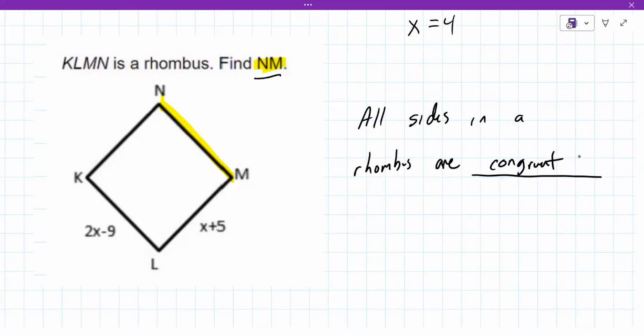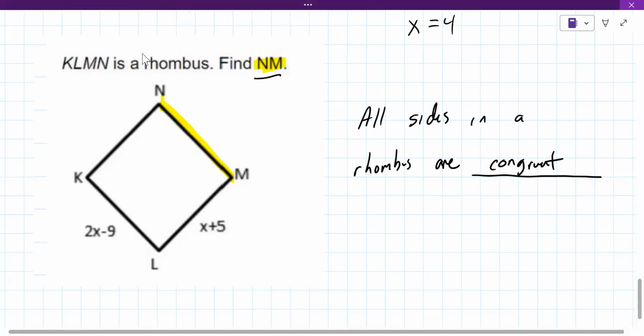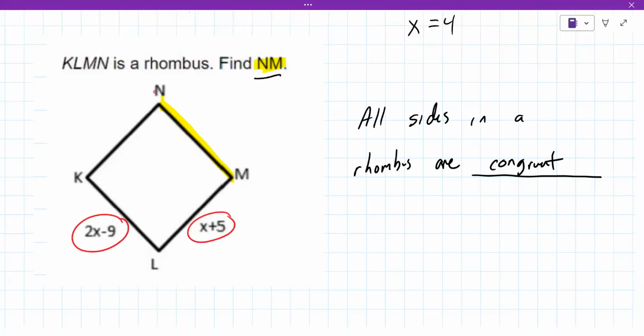What does that word mean? Something is congruent. Okay, what does the word congruent mean? It's the same, exactly the same. Yeah. So that means, I'm going to color code this here, these are the same, right?